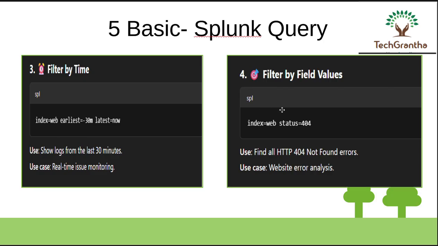And if you want to check a status code, just change it to index=web status=404. Whatever error values are related to 404, it will give the information about those errors.